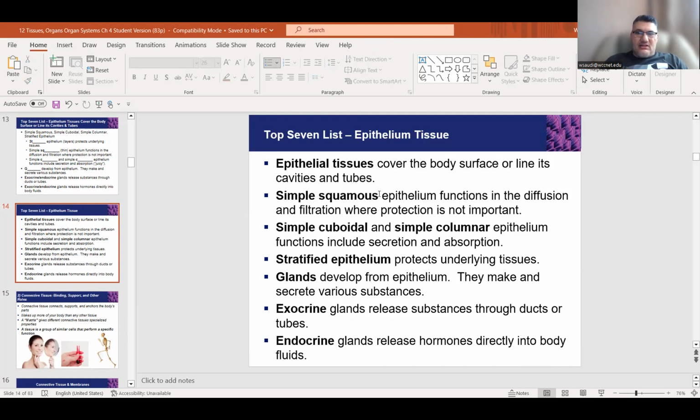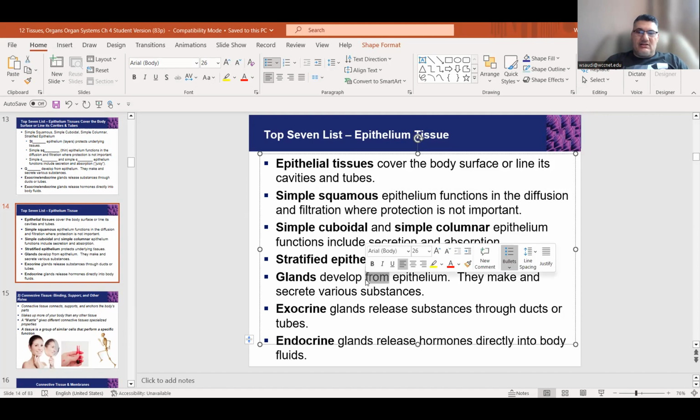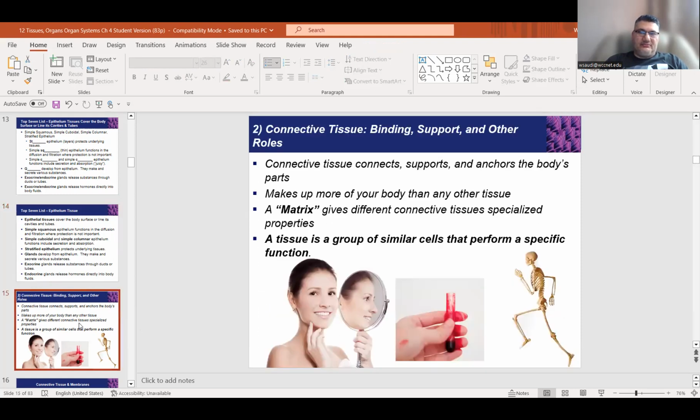If you go to the types, simple squamous, yes, diffusion, filtration. How about simple cuboidal and simple columnar? Both of them secretion and absorption in different locations. Stratified epithelium, protection, because it's multiple layers of epithelium. Glands, part of the epithelial cells, secreting. What kind of secretion? It depends. Do I have a duct or not? If you do, it's exo. If you don't, it's endo. So we finished the epithelial tissues.